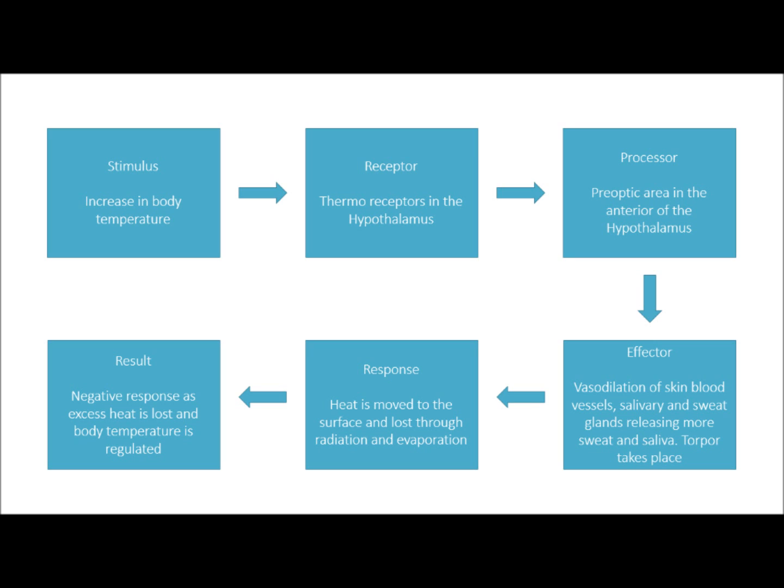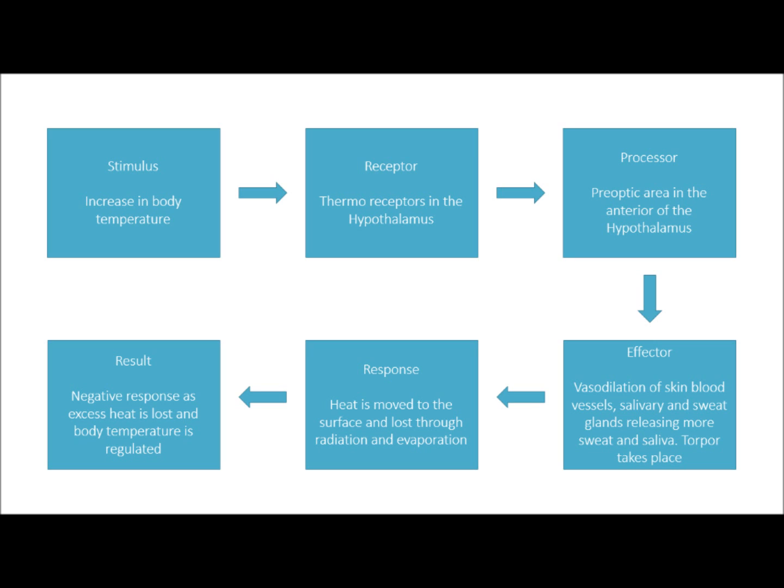This is a small section of the brain that connects the nervous system to the endocrine system via the pituitary gland. The hypothalamus monitors the internal temperature from the blood as it passes through the brain. The processor then takes this information from the receptors. The processor is the preoptic area in the anterior of the hypothalamus, which is the thermoregulatory center for the body temperature. The link between the nervous and endocrine system allows nerve signals to be sent to activate cooling mechanisms.